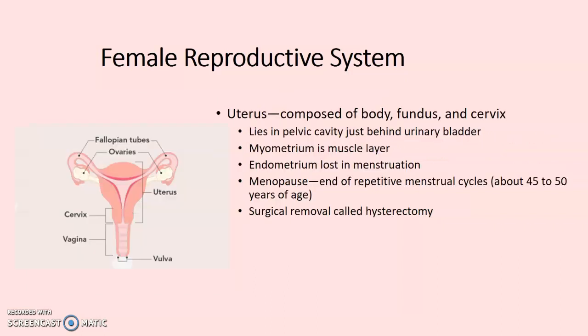The uterus itself is made up of several sections. The body, the fundus, and the cervix. We'll talk about these in the next video, or at least we'll talk about them in more detail.